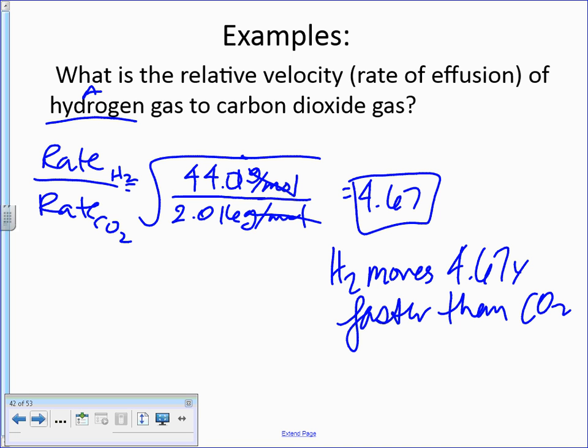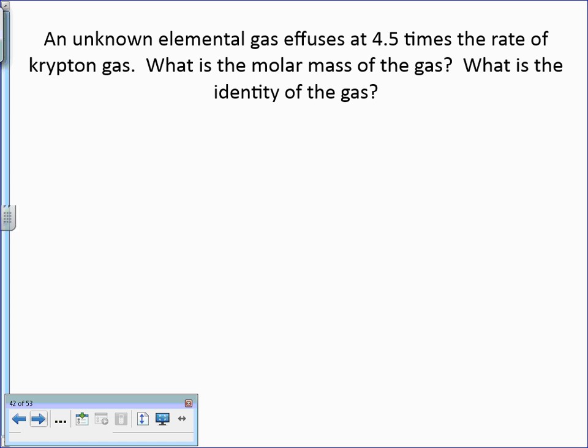So I give you two known gases and you have to find the comparative rate of diffusion. Or I could give you the comparative rate of diffusion and one gas, and your job is to find the other gas. Well, how would you find the other gas? Based off what information? Molar mass. I heard somebody say it. Thank you. You're going to look at the molar mass. So that's our next example.